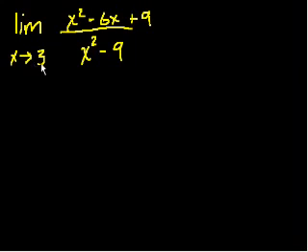But let's say, if we put the 3 in the numerator, we get 3 squared, which is 9, minus 18, plus 9. So that equals 0. And then the denominator also, 3 squared minus 9, that also equals 0. So we don't like having 0 over 0. And my pen tool is malfunctioning again. So we don't like getting 0 over 0.